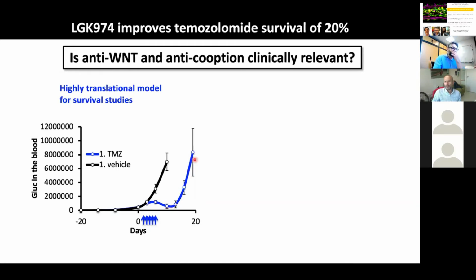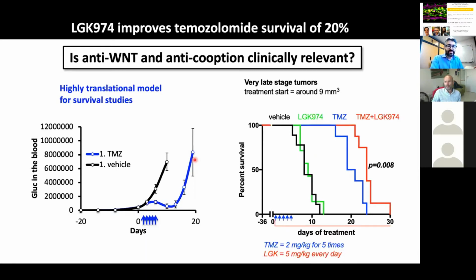So in this setting, we hope for a more translational model of GBM. We also added LGK974. Alone, LGK974 is not capable of doing much, but when combined with TMZ, it's actually capable of improving survival. I also have to underline here that we start treating tumors that are very, very late. In preclinical models, in general, you don't do this because it's very difficult. So we really wanted to reproduce what happens in clinics.